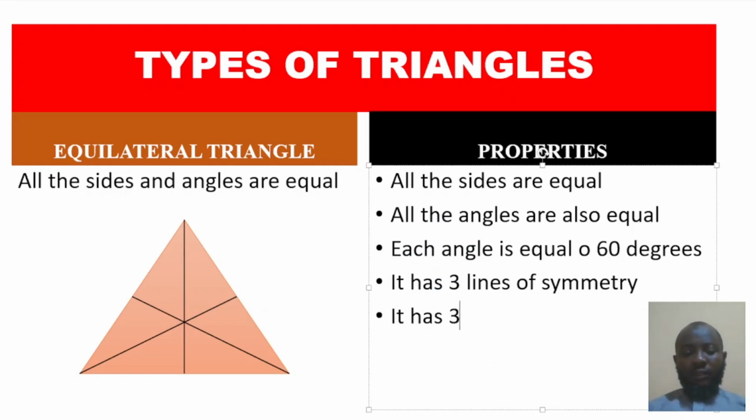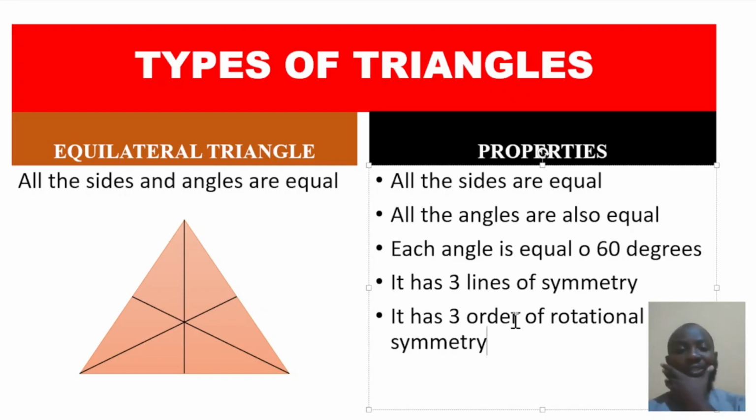It has three orders of rotational symmetry. I hope that is very clear. So those are the properties of an equilateral triangle. I hope this is very clear and helpful. So move to the next one.